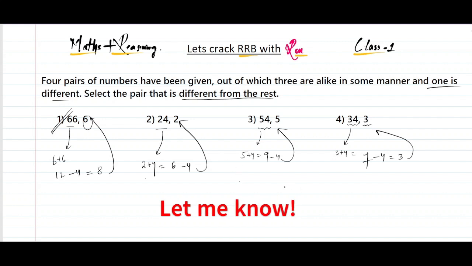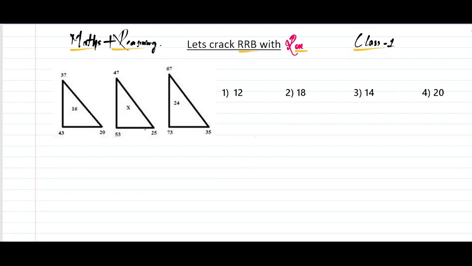Okay. Next question. See this question, reasoning one. Here you need to find the value which comes in the place of x. Pause the video and try to solve the question. Now see the first triangle here. Add these two numbers, 37 plus 43, how much? 80. Now divide with the third number. 80 divided by 20, how much? 4. But in the middle they have given 16. So in order to get 16, I need to multiply with 4.